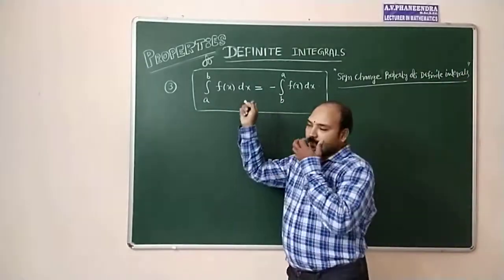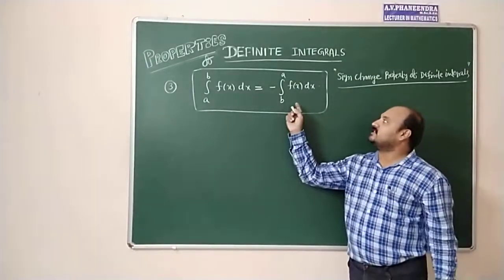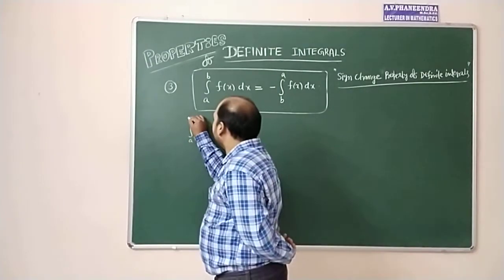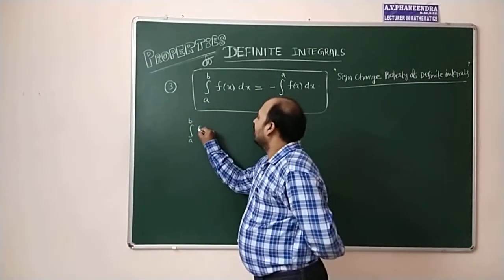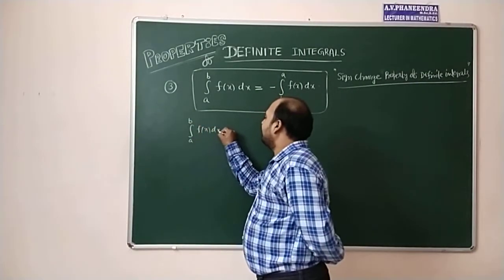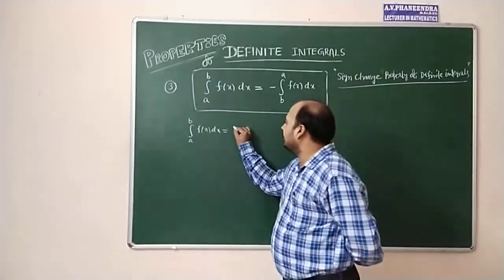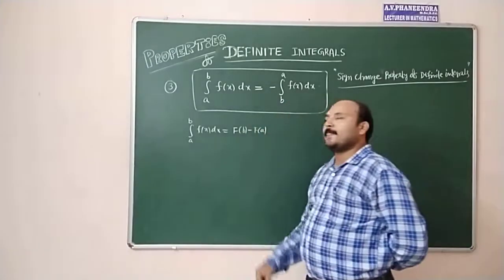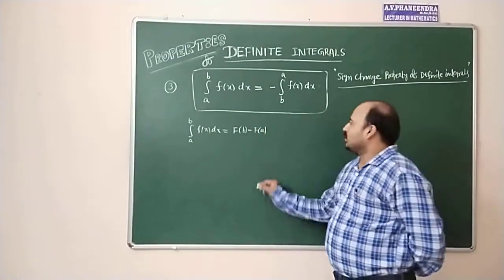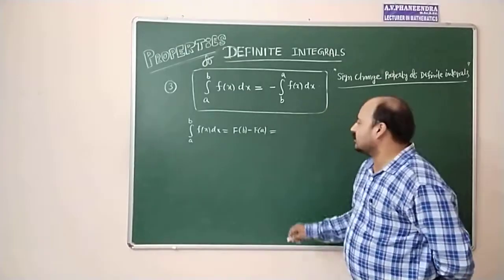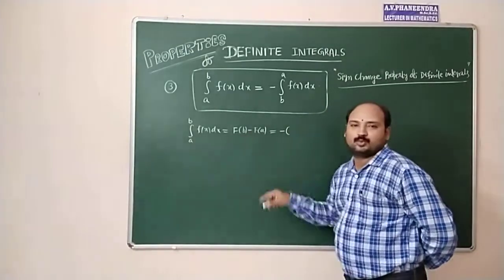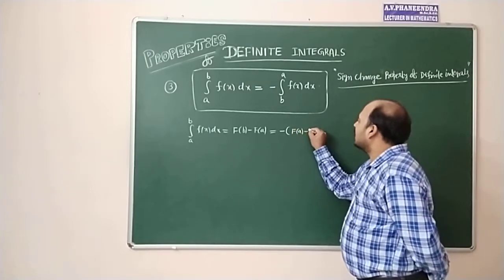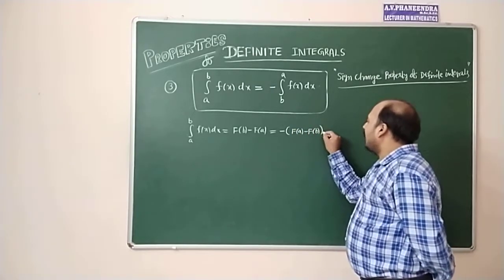How will it be? Integral a to b f of x dx equal to minus integral b to a f of x dx. See here, integral a to b f of x dx, by the definition of definite integral, this value is F of b minus F of a. Is it right? Obviously. Which can also be written as, if you take common minus from these two, capital F of a minus capital F of b. I am taking common minus.